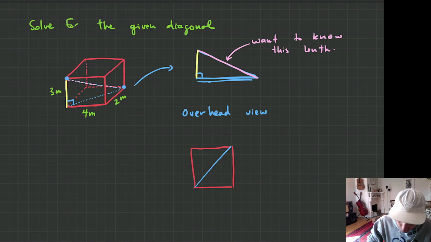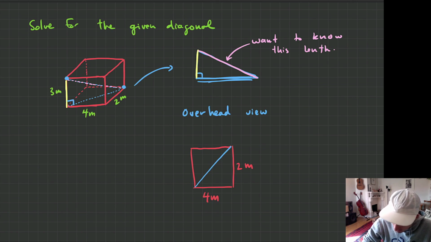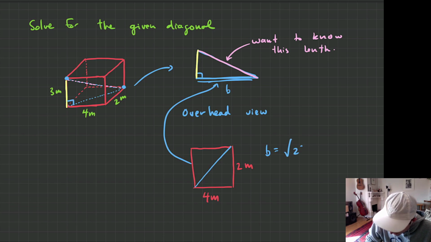We can calculate that because I know that this side right over here is 2 meters. And this side over here is 4 meters, right? Because I'm looking from above, so I don't see any height. It's all just flattened down. So now I can go ahead and calculate the length of this blue line, this line right there. Let's call this length b. So b is equal to the square root of 2 squared plus 4 squared, which of course is equal to the square root of 4 plus 16, or in other words, the square root of 20.